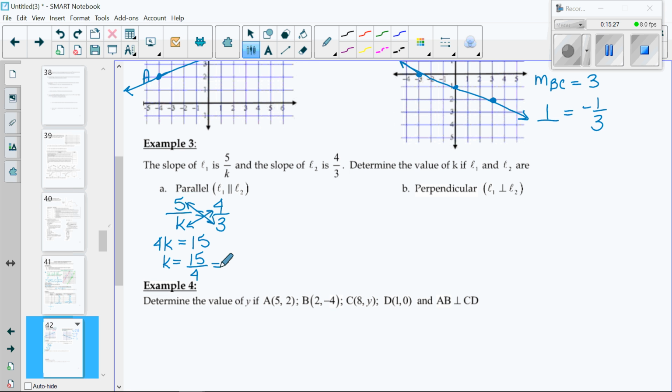If I calculate the decimal for that, just a minute here.